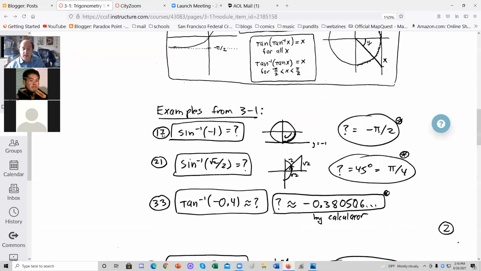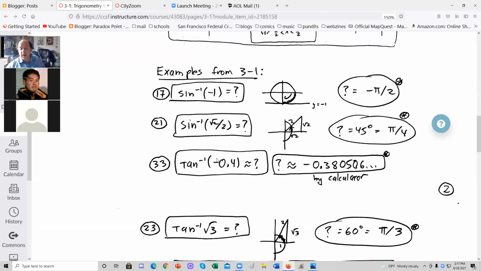So, for example, what is the arc sine of -1? Well, we go down 1 unit, we find it here, and that's negative pi halves, negative 90 degrees. Arc sine of √2 over 2. Well, we go over √2, up √2, out 2. This is an angle whose sine is √2 over 2, and it's a 45-degree angle, or pi over 4 radians. Arc tangent of -0.4. Well, okay.